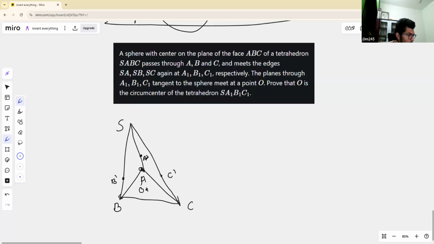And now to this sphere, also, it's hard to draw. So try to imagine you have this sphere, and now if you draw all of the planes which are tangent to the sphere, they will intersect at some point over here. So let me just clear things. This is a point O. And what we have to prove is that O is the circumcenter of S A dash B dash C dash.